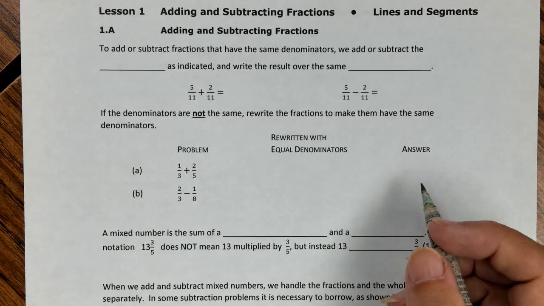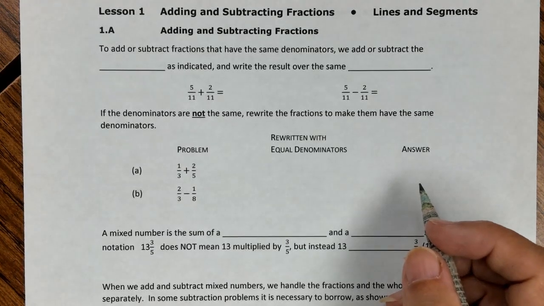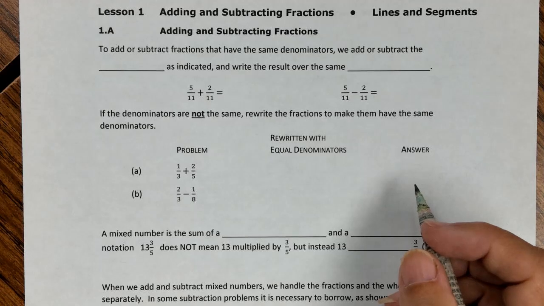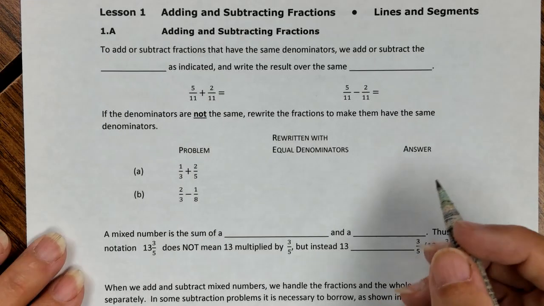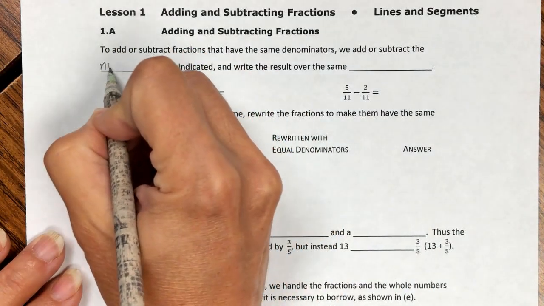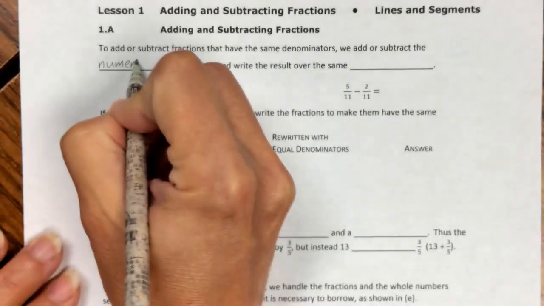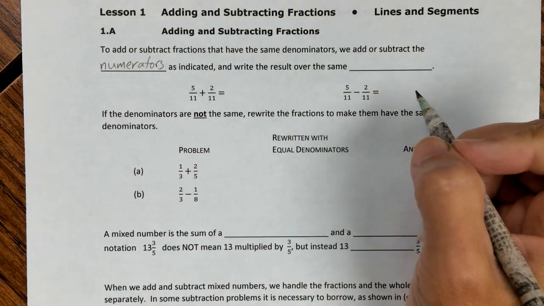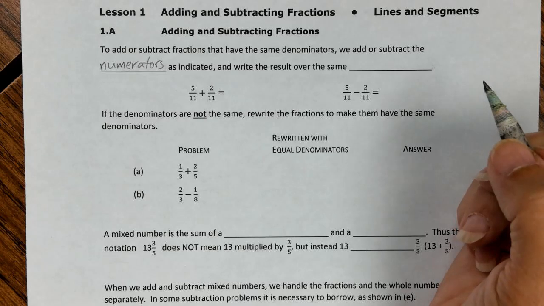Algebra 1, Lesson 1, Part A is about adding and subtracting fractions. Okay, so we just have a review here. To add and subtract fractions that have the same denominators, we add or subtract the numerators as indicated. That would be the tops. And write the result over the same denominator.